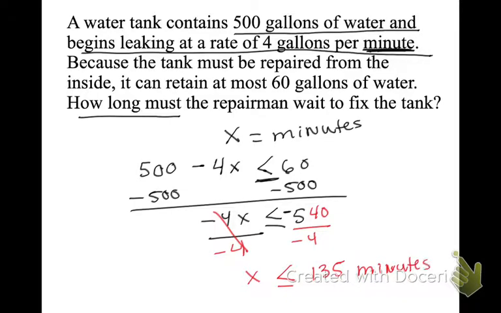And guys, on your test, you have to write the units and put the answer into sentence form or word form. You have to take it back to the story. So x has to be at least 135 minutes. If you want to convert that to hours, you are welcome to.